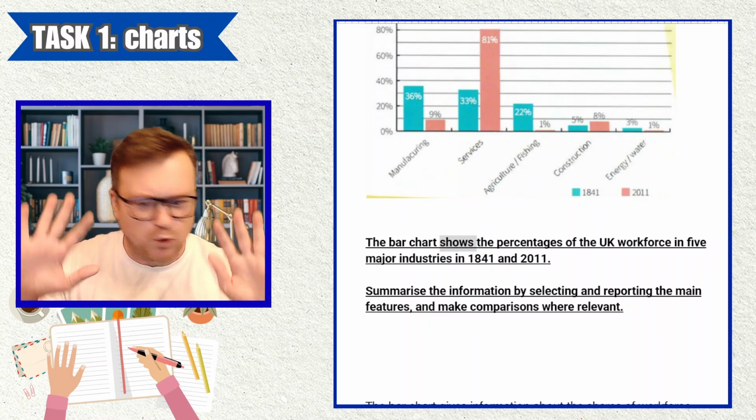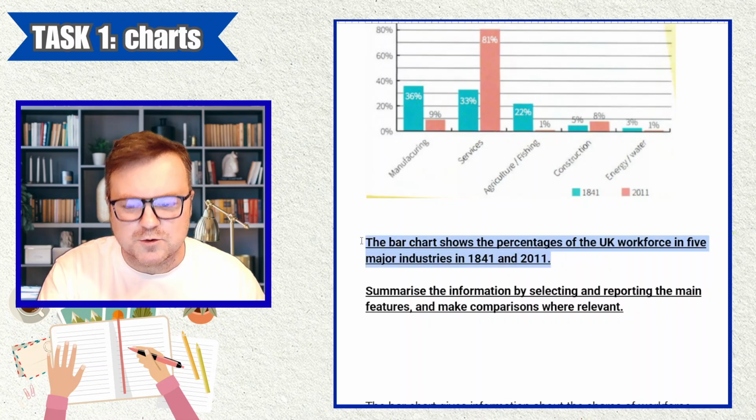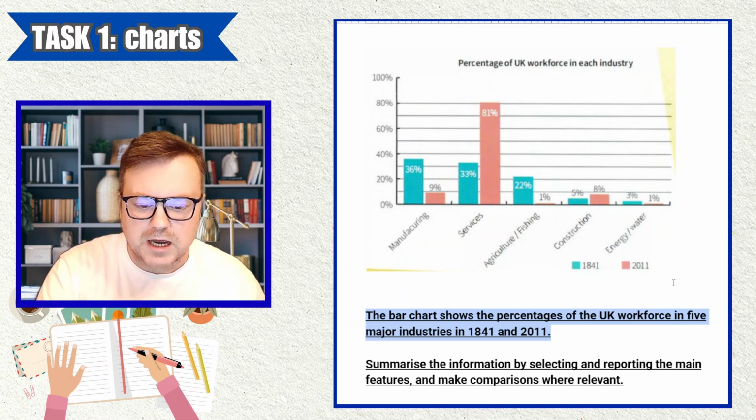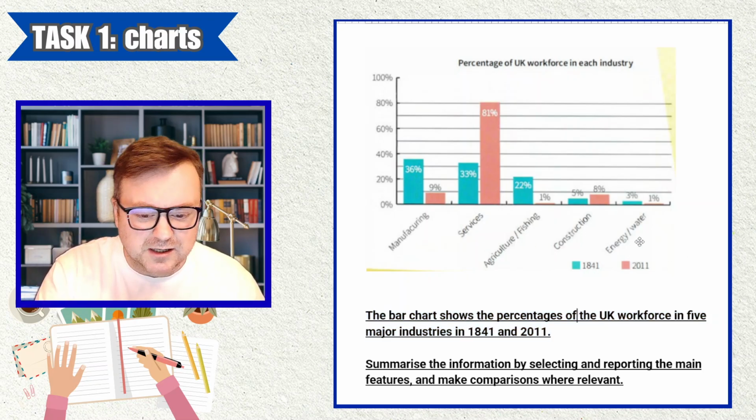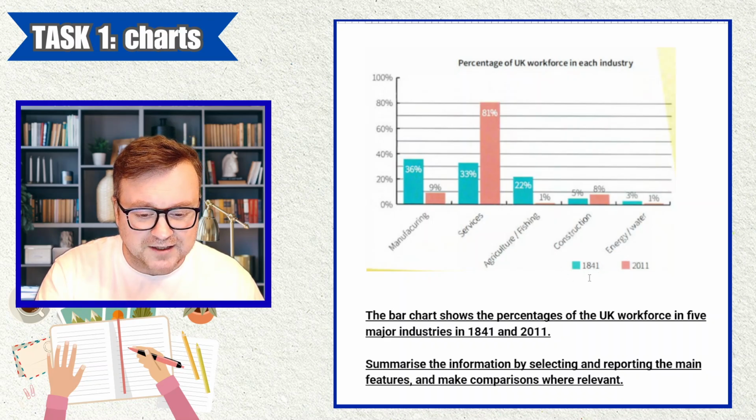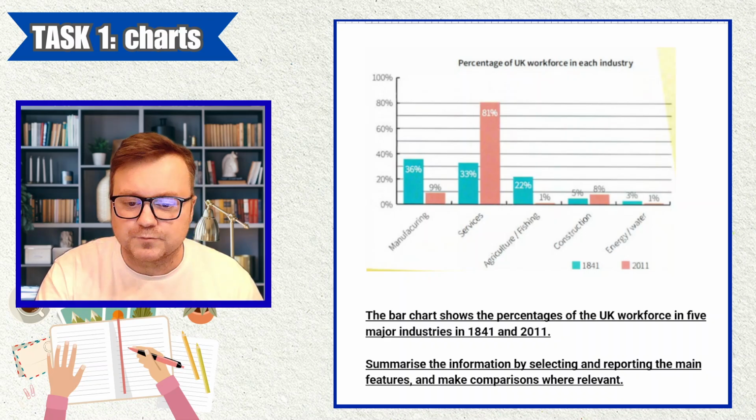My paraphrase there wasn't great. That's fine. I'm not doing this task. I'm not thinking about it. But, a simple paraphrase. What does the bar chart show? We might include details of the 5 industries, or we might just say 5 industries. Certainly we want to include the fact that there are 2 periods depicted. Firstly 1841, secondly 2011. Great.